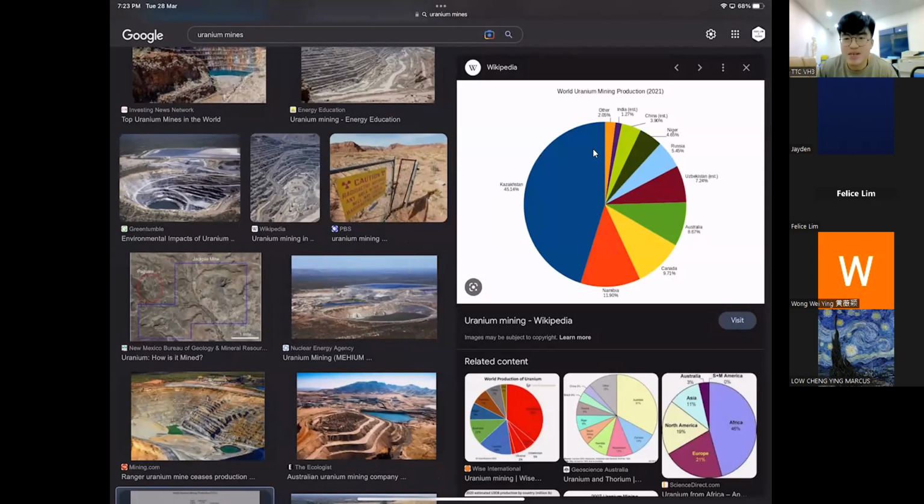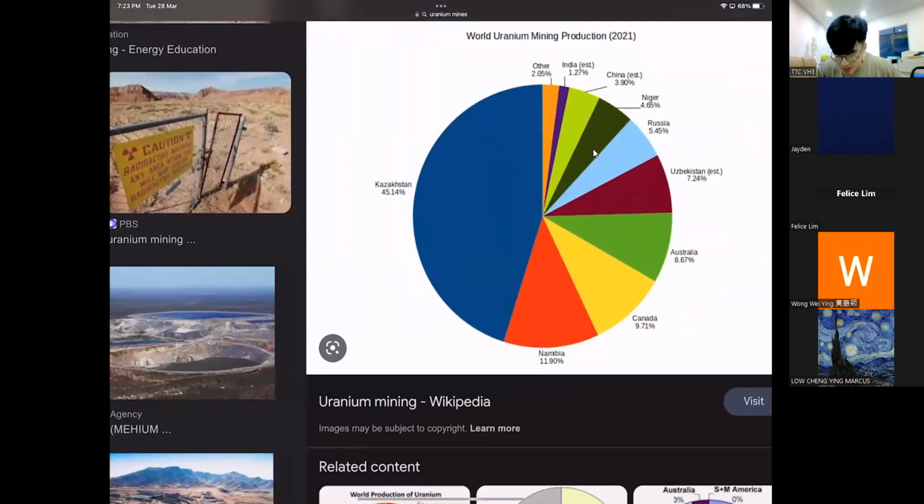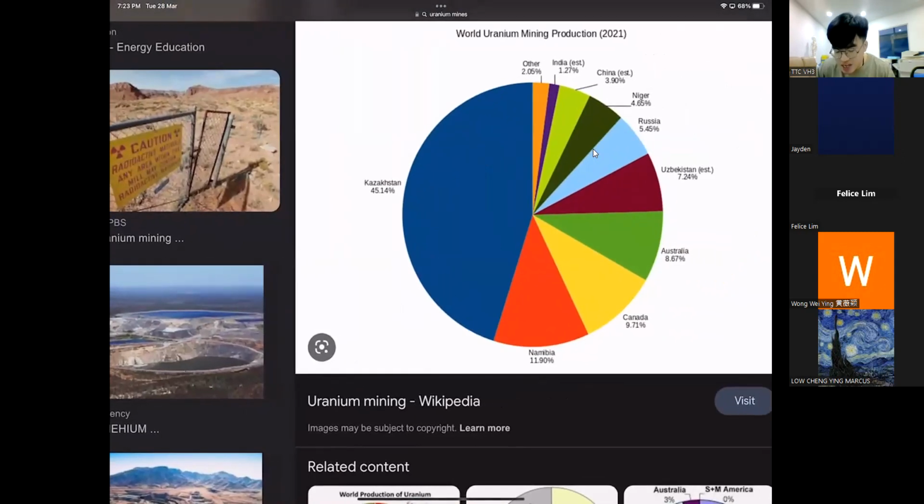Wow, I learned something new today. See, Kazakhstan has 45%. Oh yeah, China is 3.9. And then you see, funny enough, Namibia has 11.9%. Namibia is an African country. Oh guys, I don't know whether you know this. Most minerals come from Africa.